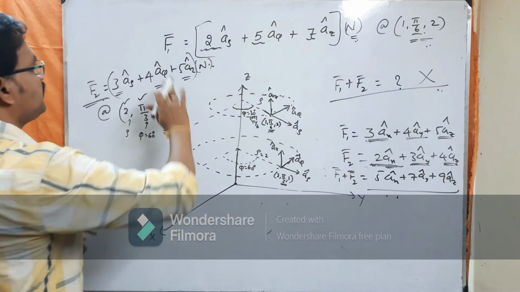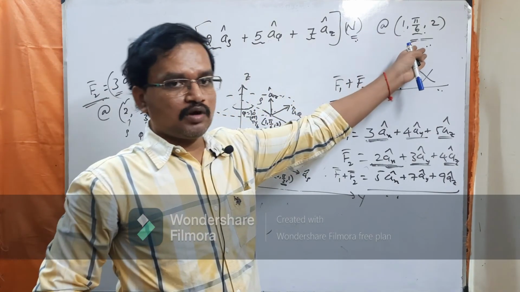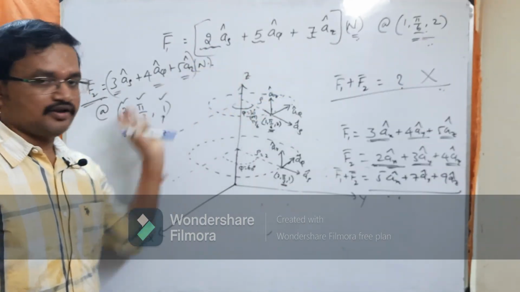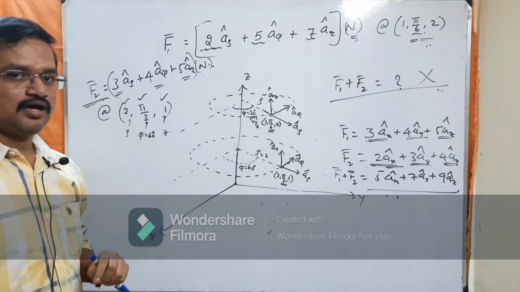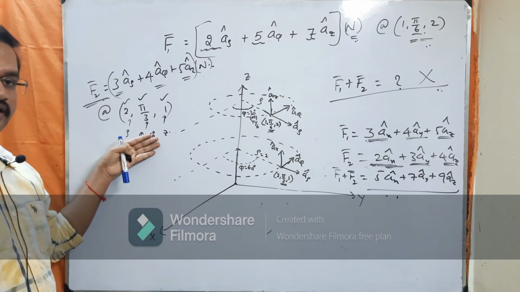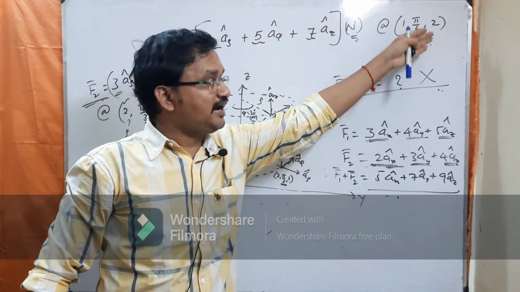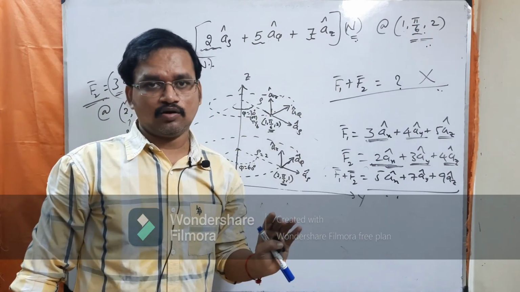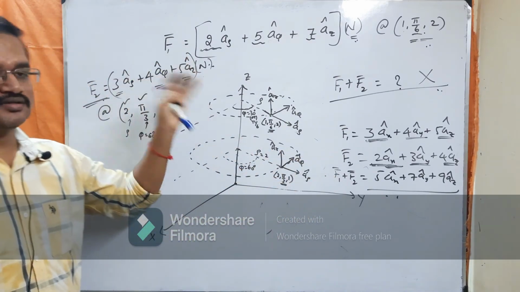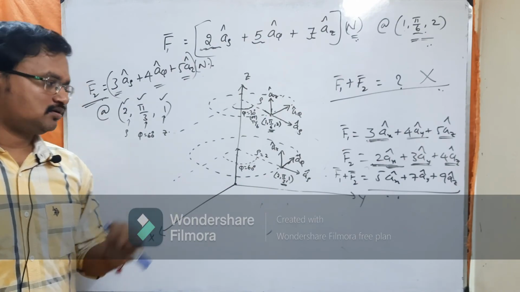If they ask to determine f1 bar plus f2 bar, and one vector is defined at one point and another vector is defined at another point whose phi values are different, then the directions of a rho cap, a phi cap and a z cap at this point and the directions of a rho cap and a phi cap at the other point are going to be different. Only a z cap directions are going to match, and hence you cannot add the two vectors directly. Understood or not?